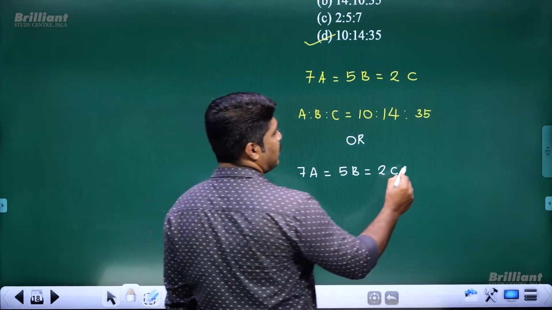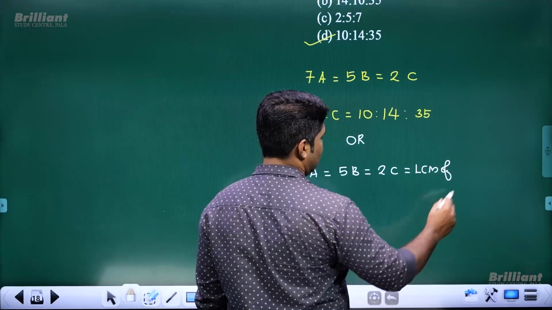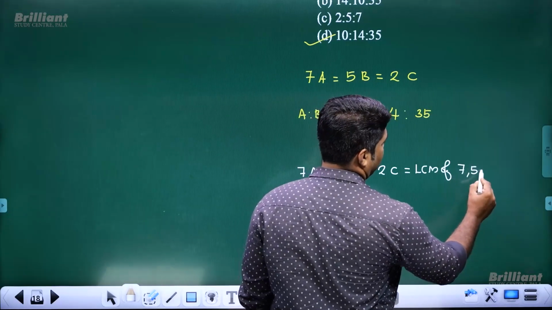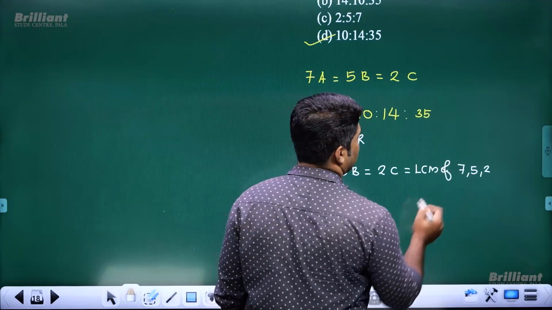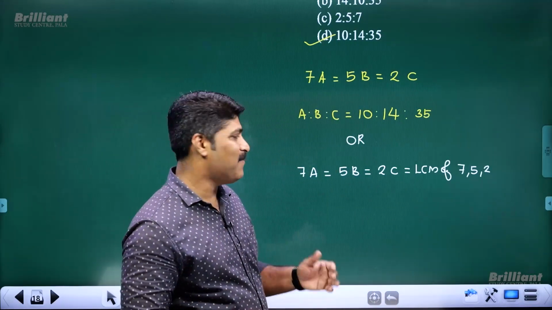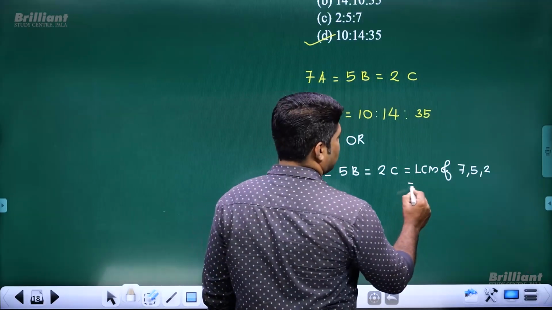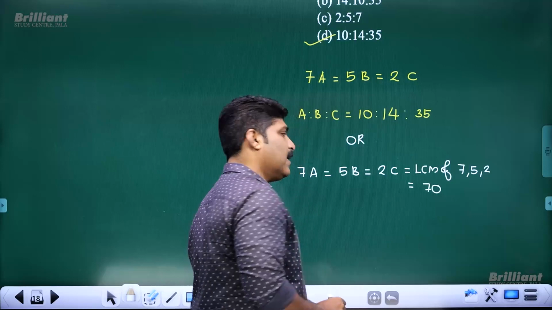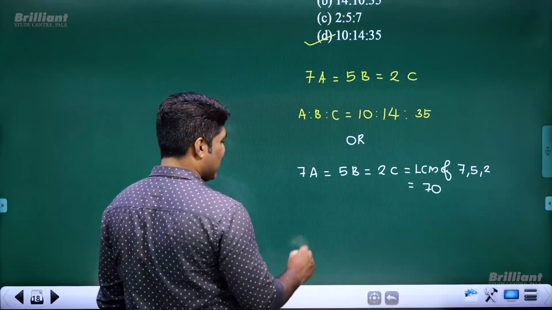Here you just equate it to the LCM of 7, 5 and 2. What is the LCM of 7, 5 and 2? Here we know that there are no common factors for these three numbers, so you just multiply them together. This is equal to 70. Think about it: if 7a equals 70, what will be the value for a?